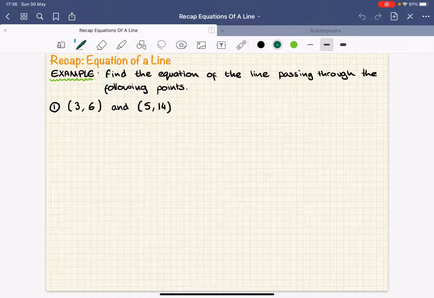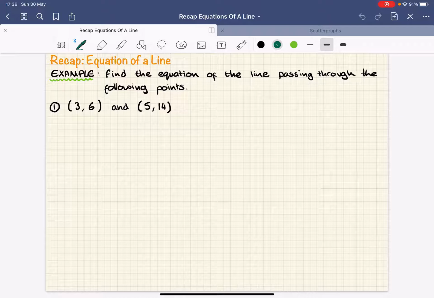Alright, so in this video, this is actually just going to be a recap of our equation of a line work that we did all the way back in Unit 2. This is just to help set us up for the scatter graphs questions that I'm going to go over in the next video. So I've just got two examples, let's jump straight to it.